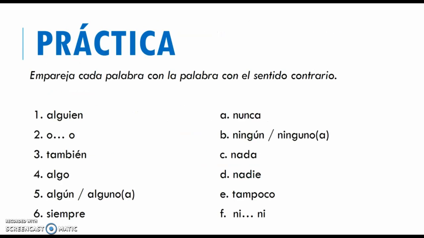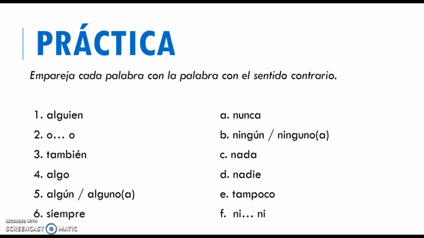Okay, ahora vamos a practicar. Go ahead and see if you can identify the opposite, el opuesto, el contrario de cada expresión. So some of these, of course, are going to be easier to identify because they seem like they have something in common. But go ahead and take a moment to see if you can do this without any help.